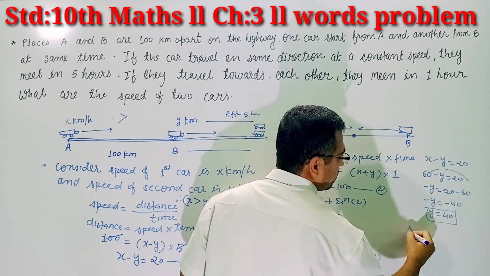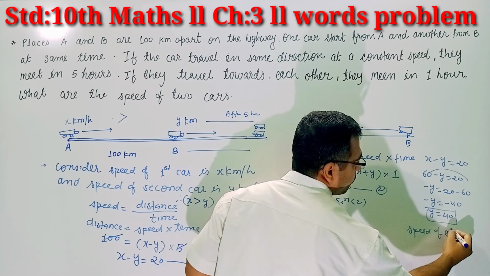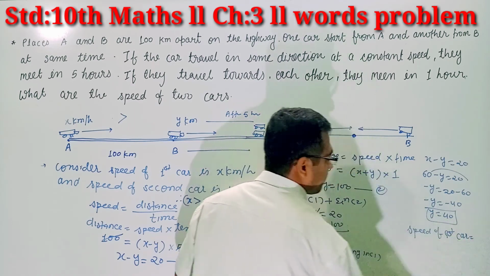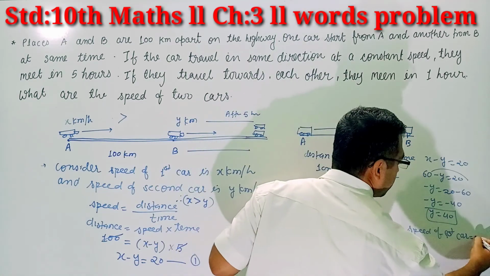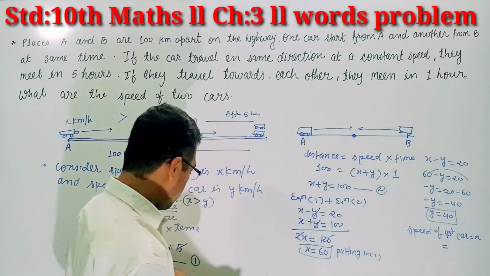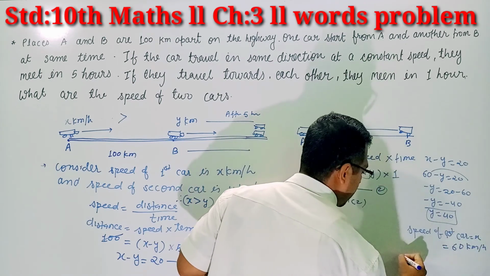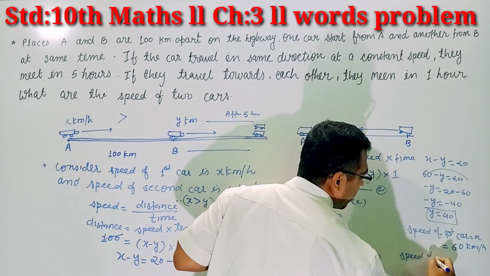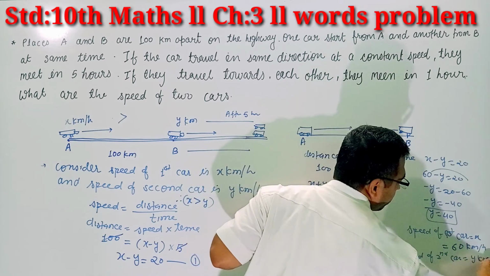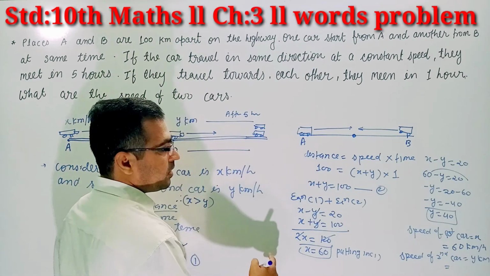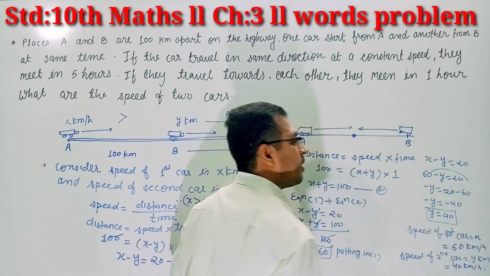So students, what is the speed of the first car? The speed of the first car was x. So you can write what is the value of x here? 60 kilometer per hour. And the speed of the second car is y kilometer per hour. So what is the value of y here? 40 kilometer per hour.